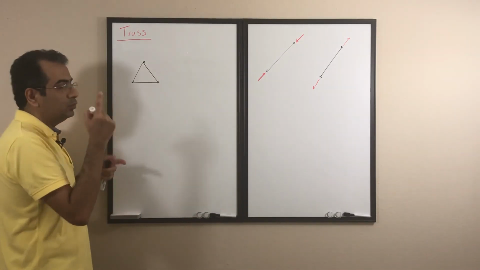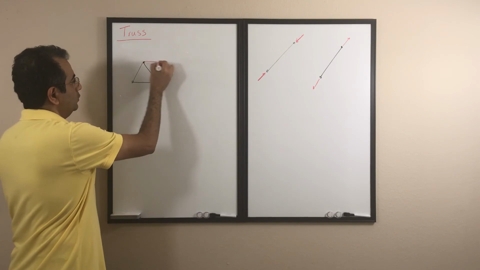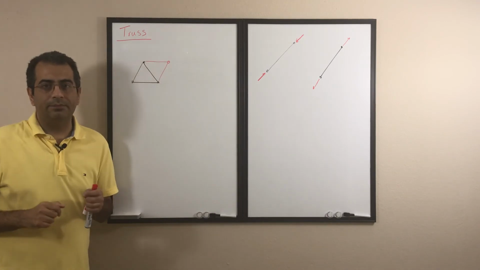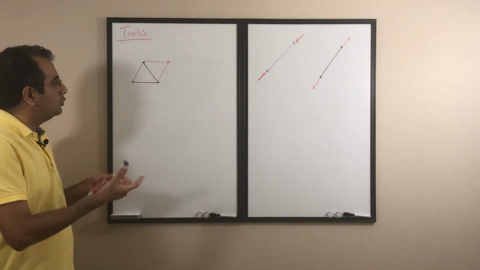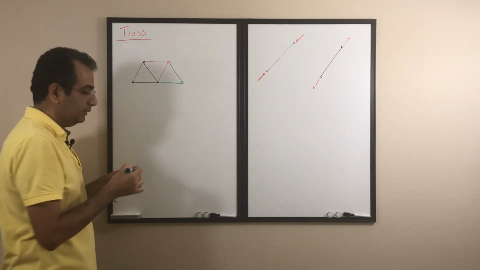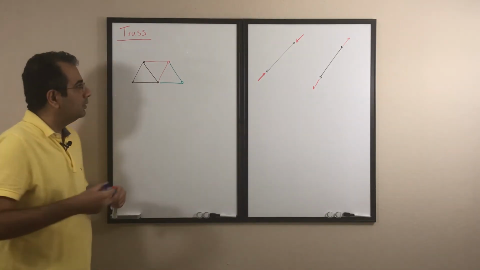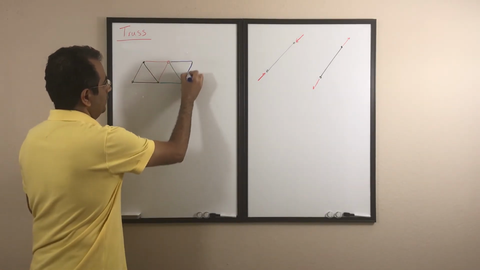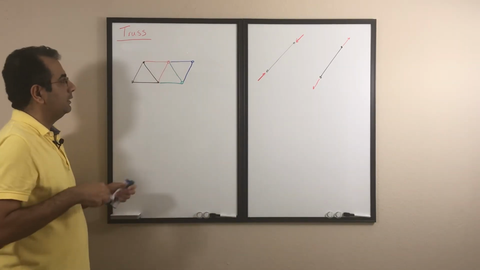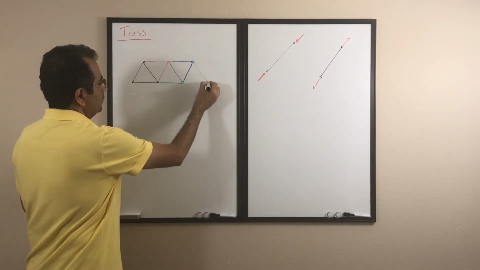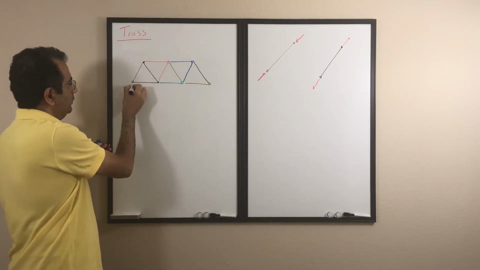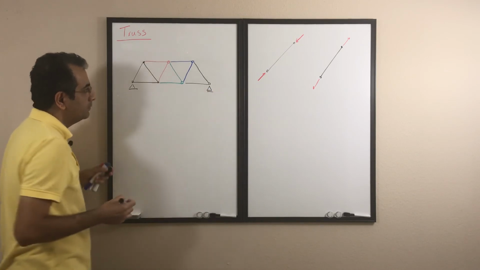So I'm going to add two elements, one joint. This is still a simple truss. Again, I'm going to add two elements, one joint. Still a simple truss. I'm going to add two elements, again, one joint. It's a simple truss again. And I can add again two more elements and one joint. And then I probably would have something like that. So this is a simple truss.